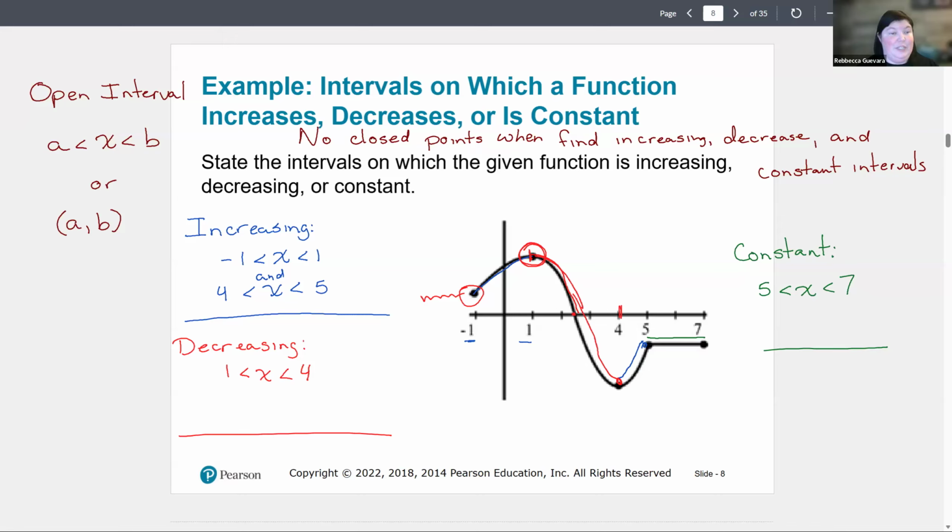If I use interval notation here, we would say parentheses -1 comma 1 parentheses. We use this U for union to say the other part of this is going to be from 4 to 5. Decreasing, we only had one interval to worry about, so it's just 1 to 4. Constant, we only have one interval to worry about, so it's just 5 to 7.